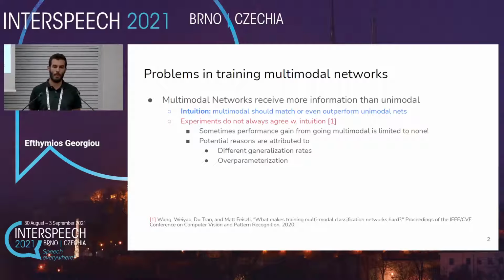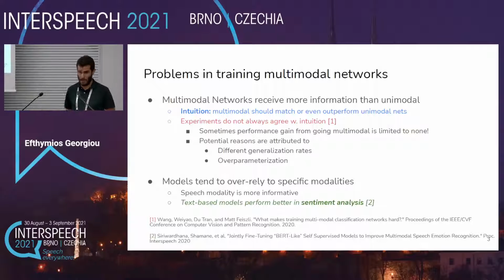When training multimodal networks, we would intuitively expect them to match and even surpass the performance of their unimodal counterparts. However, this is not always the case. There are scenarios where unimodal networks match and even outperform multimodal ones. There are two reasons for this counterintuitive behavior. The first is the different generalization rates of the various modalities, which means that some modalities learn faster or easier than others. The second is the heavy overparameterization, which exists in most multimodal architectures.